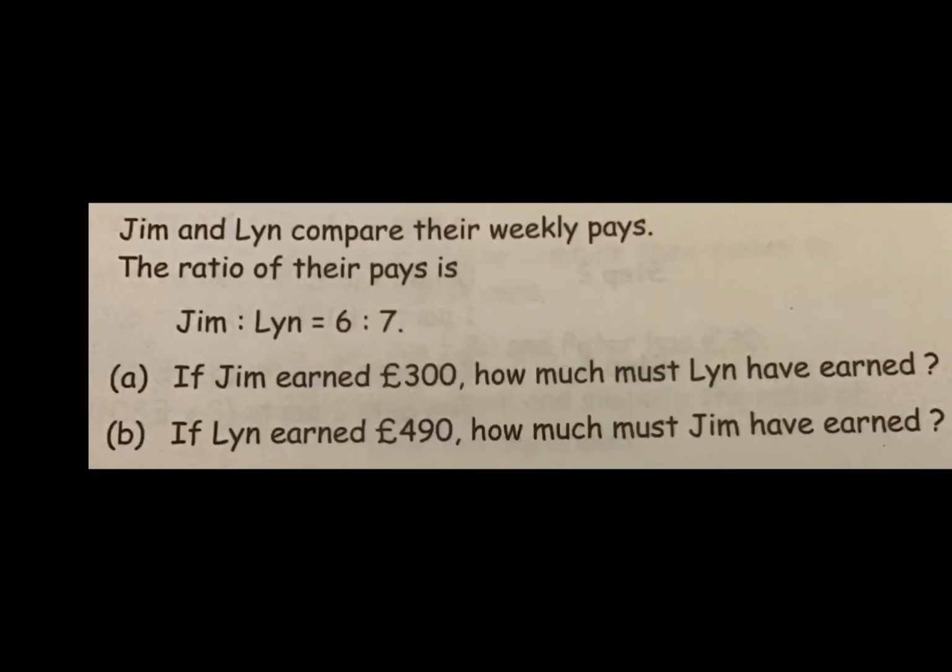Jim and Lynn compare their weekly pays. The ratio of their pays, Jim to Lynn, is 6 to 7. So part A says if Jim earns £300, how much must Lynn have earned? If Lynn earned 490, how much must Jim have earned?